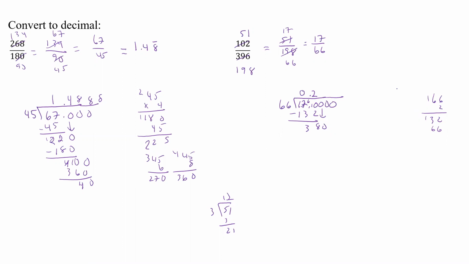All right, so 66 times 5, that'll be 30. That's going to be 33. And another 60 is going to be 390. So that's as far as we can go. So that's a 5. So that's 330. Subtract that off. What's a 0? That's a 5. Now we bring down another 0.